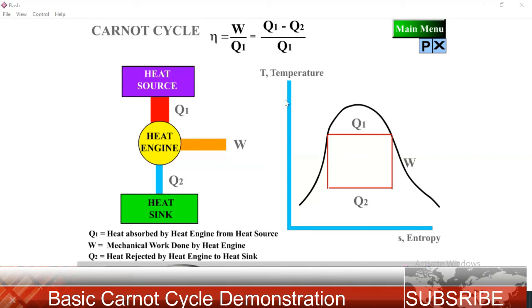In this cycle, there are four processes. For example, first one is process 1 to 2. In the TS diagram, process 1 to 2 is reversible isothermal expansion, 2 to 3 is reversible adiabatic expansion, 3 to 4 is reversible isothermal compression, and 4 to 1 is reversible adiabatic compression.